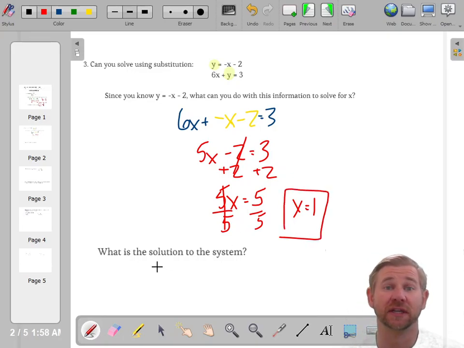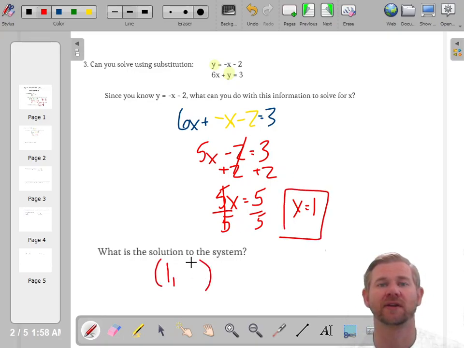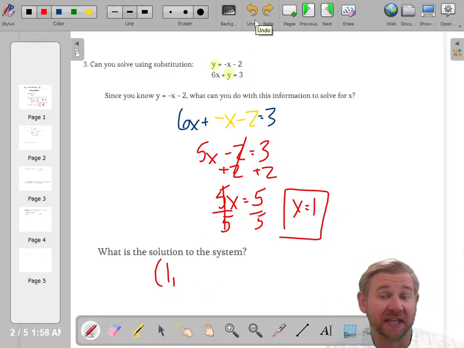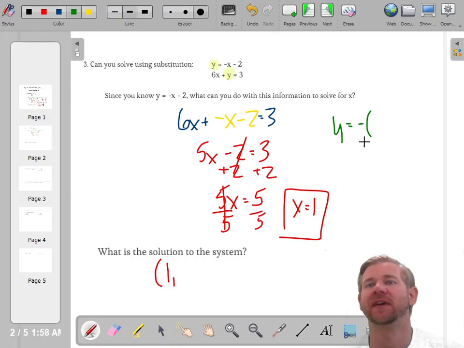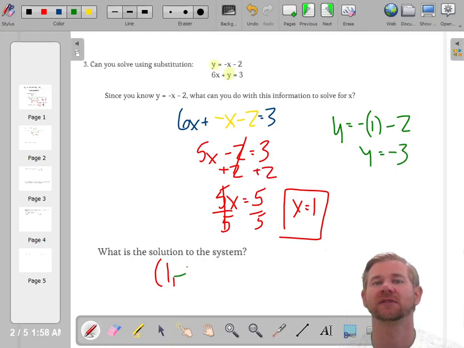Now, a solution has to have the y coordinate. Well, I don't know the y coordinate. How are you going to get it? You've got to plug it back in. It doesn't matter which one you plug it into. I'll plug it into both this time just to show you. y equals the opposite of x. Well, the opposite of 1 is negative 1, minus 2. Negative 1 minus 2 more is negative 3. So this must be negative 3.